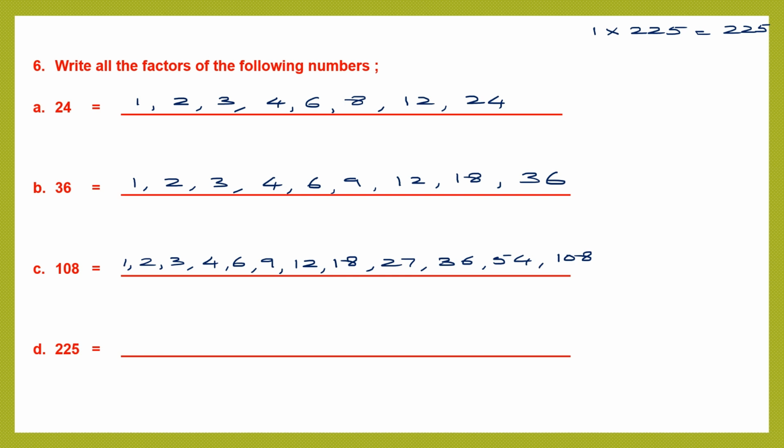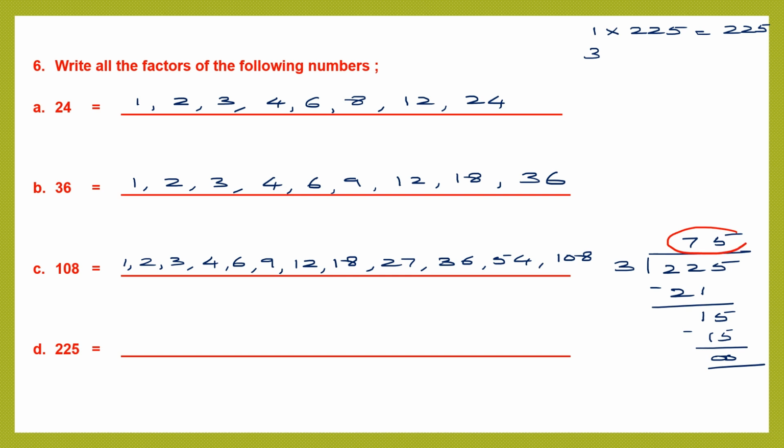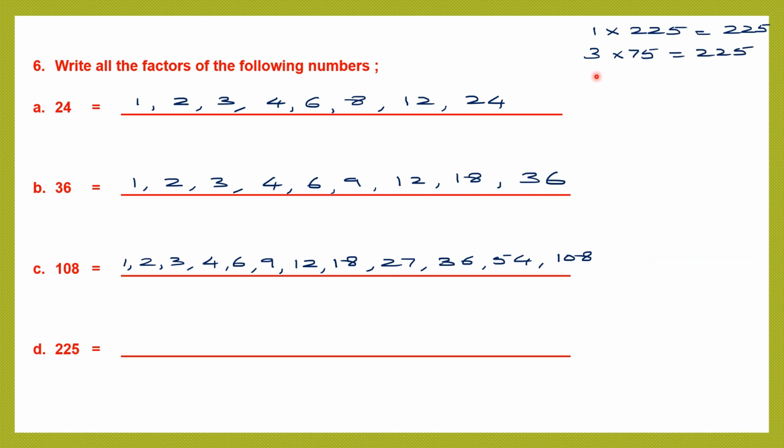Now can we use 3? 3 into something will give us 225. Let's try. Divide 225 by 3. We have 22. 3 sevens are 21 minus 1 and 5, 15. 3 fives are 15. So minus you have 0. That means 3 into 75 will give us 225. 3 into 75 is 225. Now, 4 into nothing will give us this. So let's go to 5.